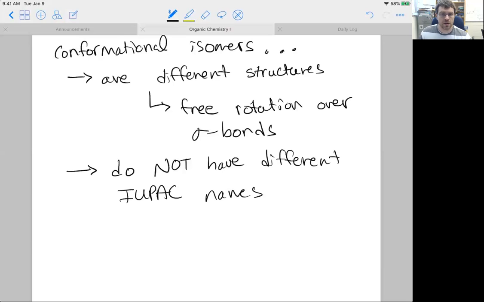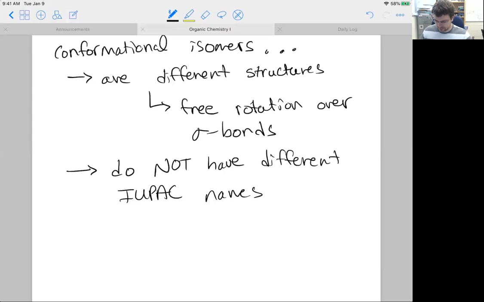Conformational isomers are important to study for multiple reasons, not least of which is that if you understand conformational isomers, you can understand why two molecules are not constitutional isomers, like we saw in the previous page of notes. We had those two hexane structures, and if you understood conformational isomers, you could see why those two wouldn't be constitutional isomers, which differ in the connection points of atoms.